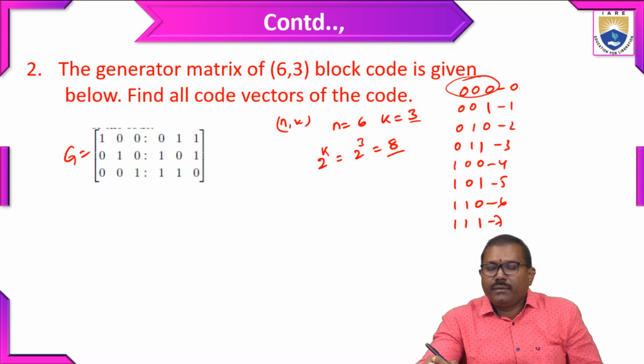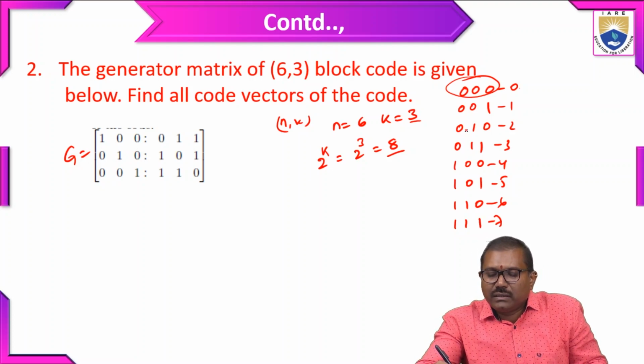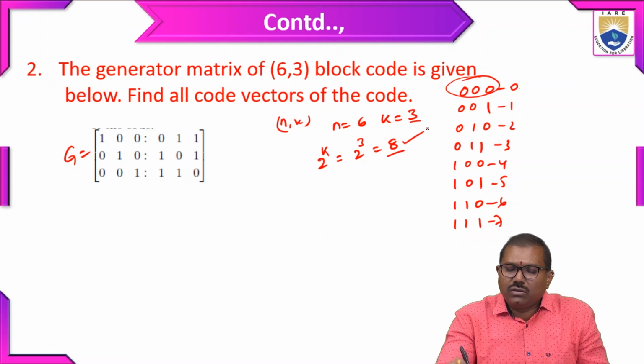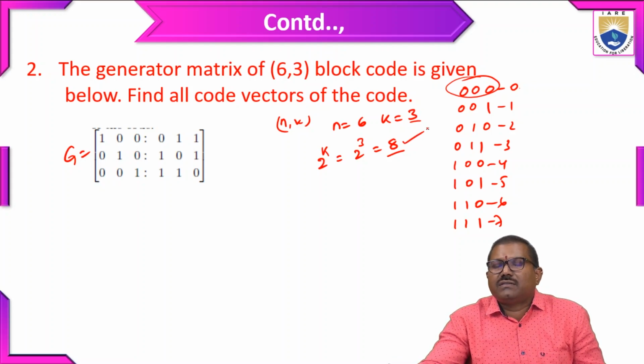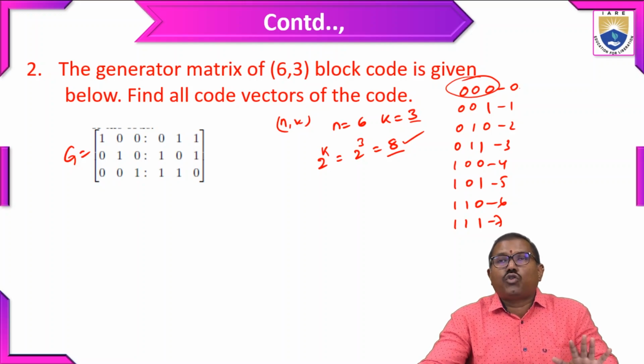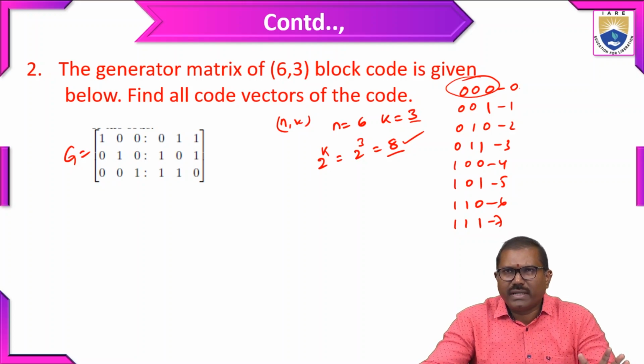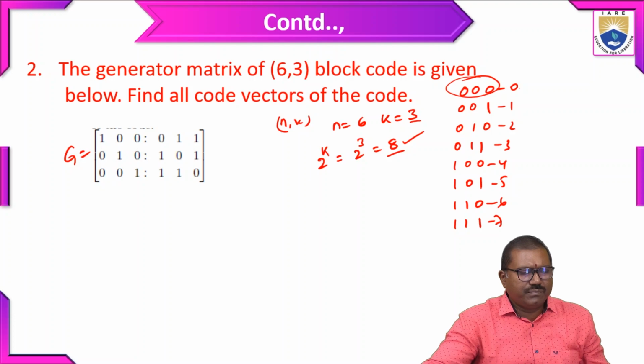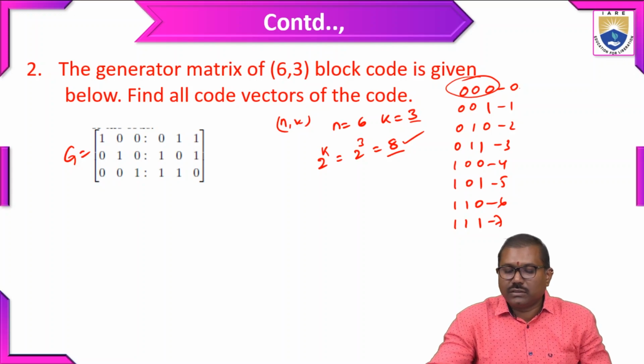So how many messages are there here? Count them: 8 messages. For these 8 message vectors, you get the 8 code vectors. So it is also a simple one. So, coming to this problem.